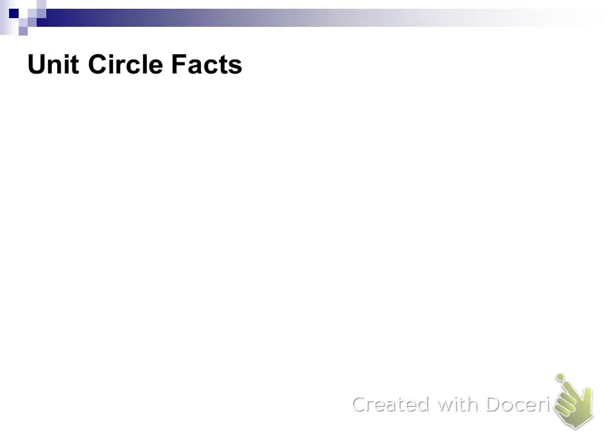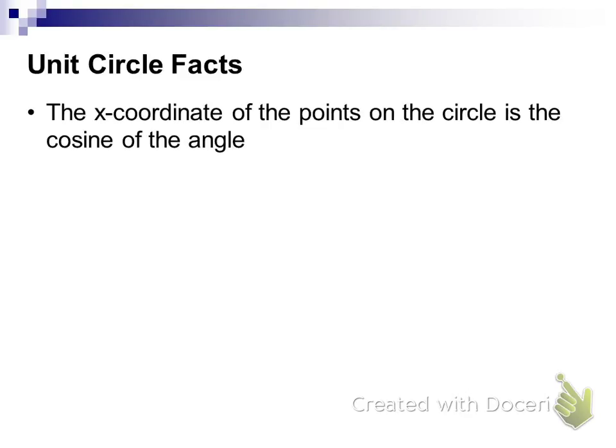Let's look at some facts related to the unit circle. You can flip over on the back of your page and write these facts somewhere. What did we discover about the x coordinate of each of the points on the unit circle? The x-coordinate is the cosine of the angle. All right. Now, we could write that as x equals the cosine of theta. But that means that the x-coordinate of the points on the circle is the cosine of the angle.